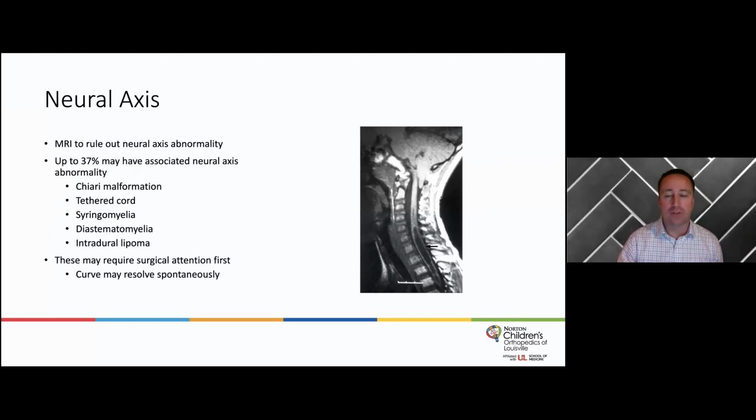What I explain to people is I operate on the bone part of the spine. I don't operate on the spinal cord part of the spine. I do think it's my obligation to find that abnormality, but it's not my obligation to treat that abnormality. Because if they have one of these spinal neural axis abnormalities, it must be treated before you operate on the bone part of the spine.